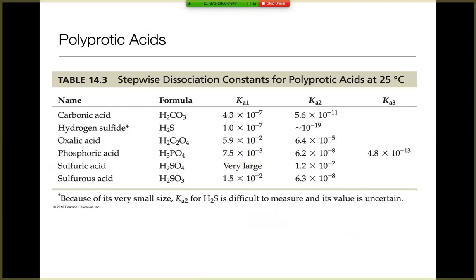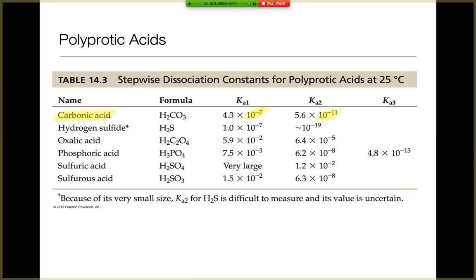As long as we're not doing very, very sensitive work, we can make a very reasonable assumption. So let's take a look at, say, something like carbonic acid. Let's compare the magnitude of Ka1 and Ka2. Don't really worry about the number in front. I'm more concerned about the order of magnitude.